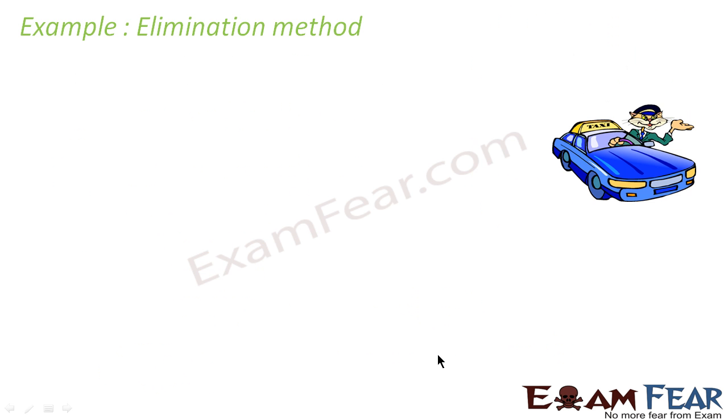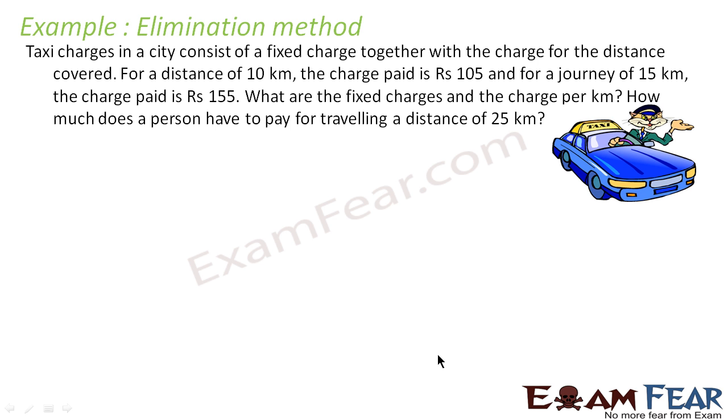Let's take one more example of the elimination method. Taxi charge in a city consists of a fixed charge together with a charge for the distance covered. That means there is a fixed charge plus a variable charge. Correct? Let the fixed charge be X and let the variable part be Y.